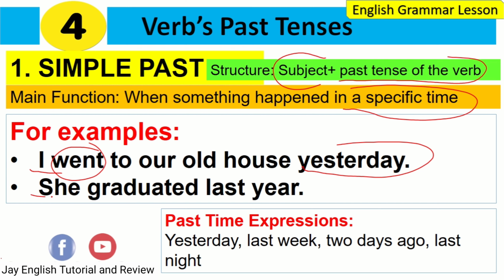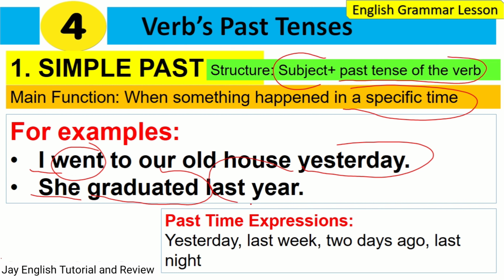We have here our subject she, and she is a singular subject. And of course, it doesn't matter here because we are already using the past tense of the verb. And FYI, when we talk about past tense, it does not matter anymore if your subject is singular or plural. Okay? Because you can always use the past tense of the verb with both singular and plural subjects. Then graduated here is our simple past tense. The base form of the verb for graduated is graduate. Then graduated is the past tense. So she graduated last year.